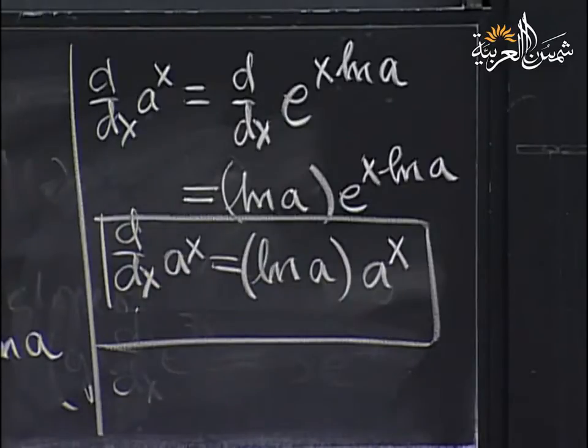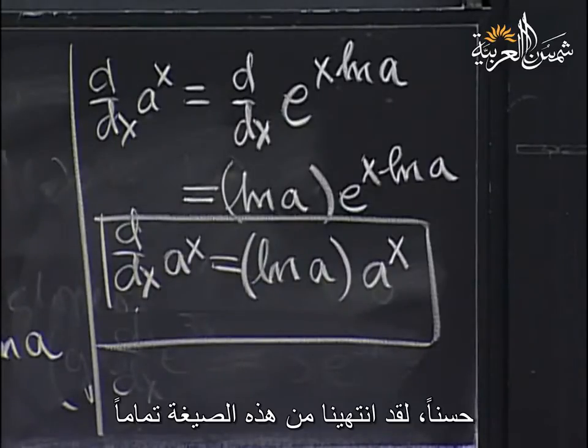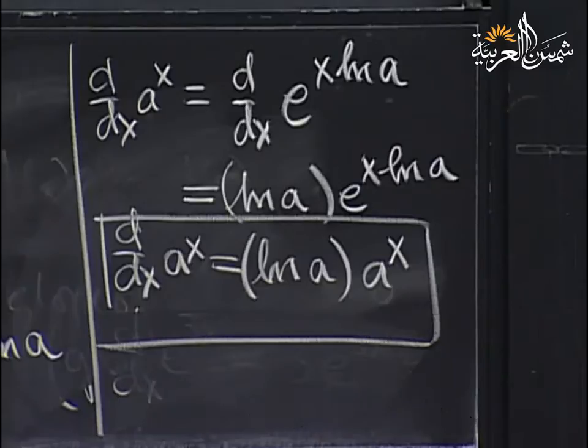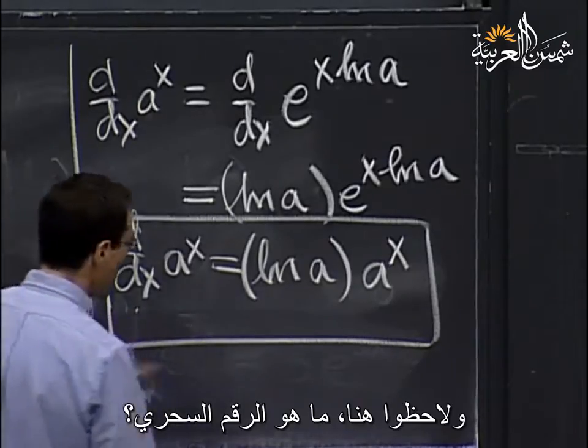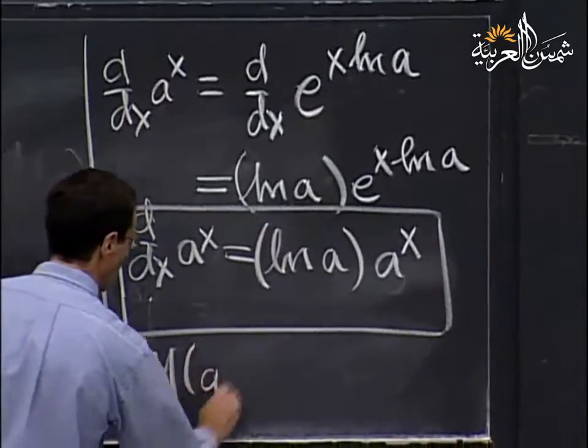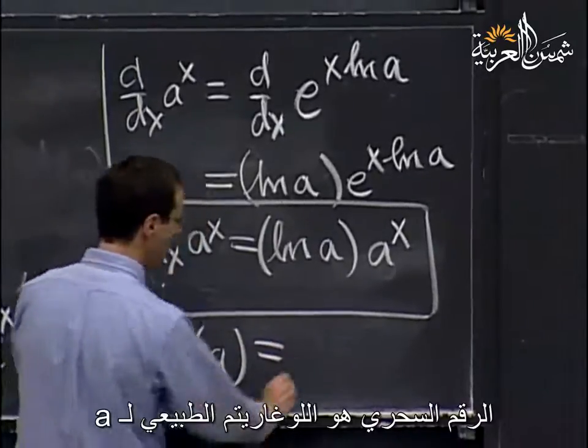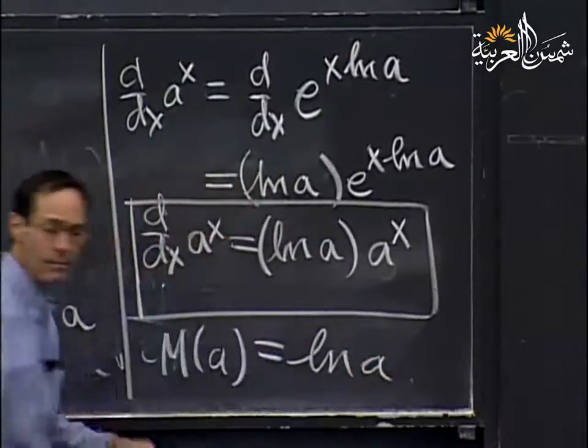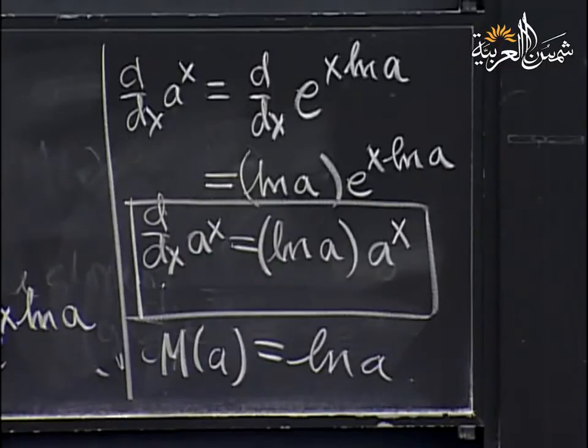Now, so there's the formula I've essentially finished here. And notice, what is the magic number? The magic number is the natural log of a. That's what it was. We didn't know what it was in advance. This is what it is. It's the natural log of a.